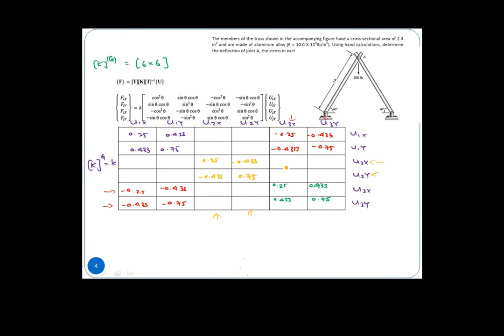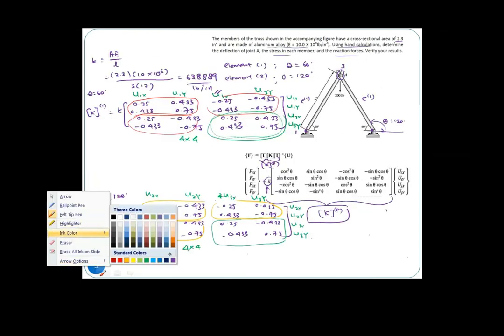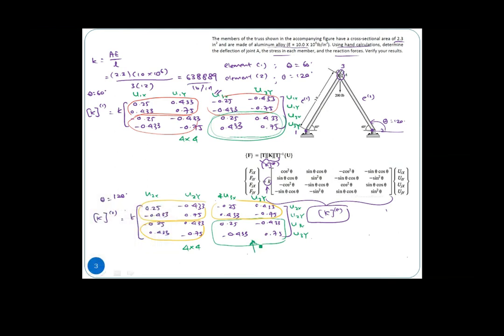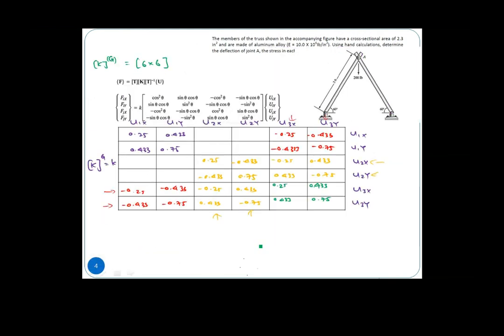So these two is 4. We have negative 0.25, 0.433, 0.433, negative 0.75, negative 0.25, 0.433, 0.433, negative 0.75. The last part will be from this part, node 3, so we have 0.25.